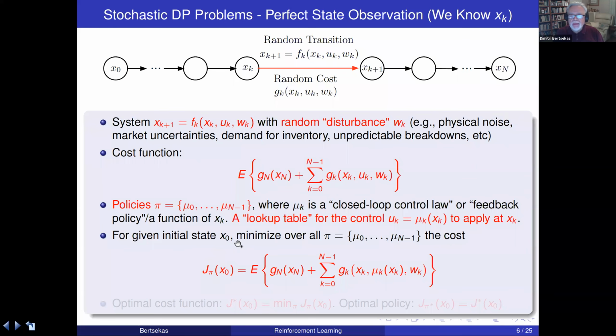Given now an initial state and a policy, we can compute a number which represents the cost of that policy. It is the expected value of the accumulated costs, and it's a function of x0. And the optimal cost function is obtained by minimizing the cost function of the policies over all policies. And an optimal policy is one that attains the minimum for all initial states.